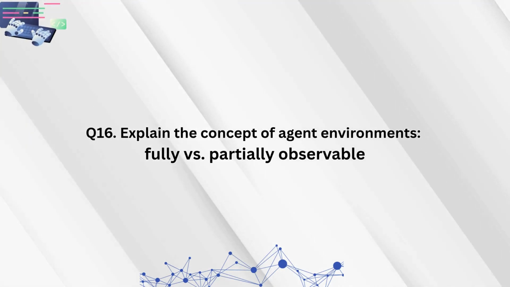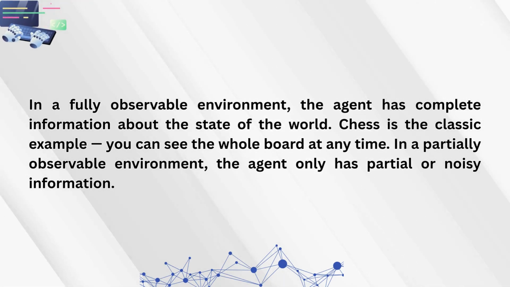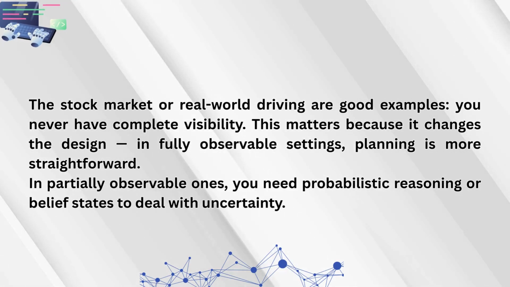Explain the concept of agent environments, fully versus partially observable. In a fully observable environment, the agent has complete information about the state of the world. Chess is the classic example. You can see the whole board at any time. In a partially observable environment, the agent only has partial or noisy information. The stock market or real-world driving are good examples. You never have complete visibility. This matters because it changes the design. In fully observable settings, planning is more straightforward. In partially observable ones, you need probabilistic reasoning or belief states to deal with uncertainty.